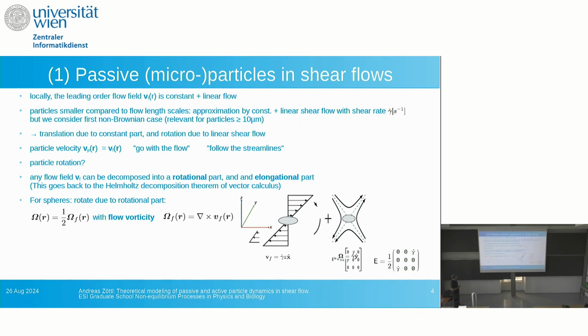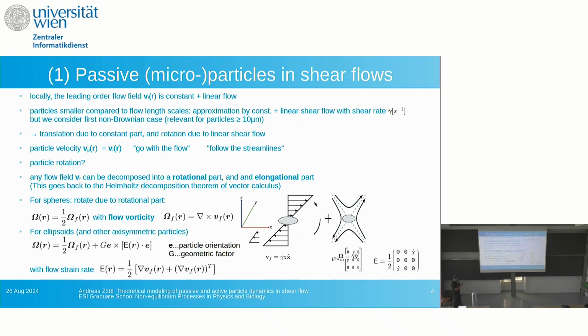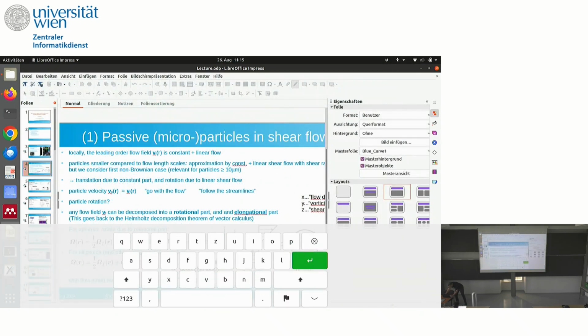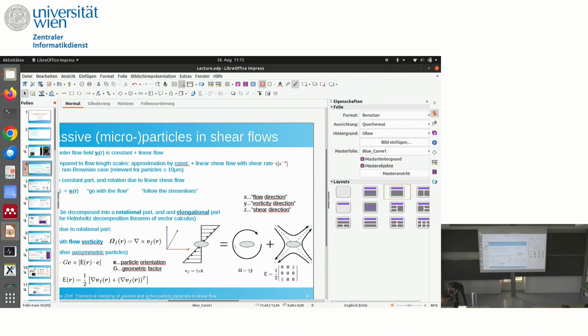And actually, for spherical particles, only the rotational part is important. But for ellipsoids and other, let's say, axisymmetric elongated particles, also the elongational part is important. And actually, what you see here is the elongational part. I don't know why this looks so strange. In this mode, you can see it nicer. So the rotational part is this, and the elongational one is this.